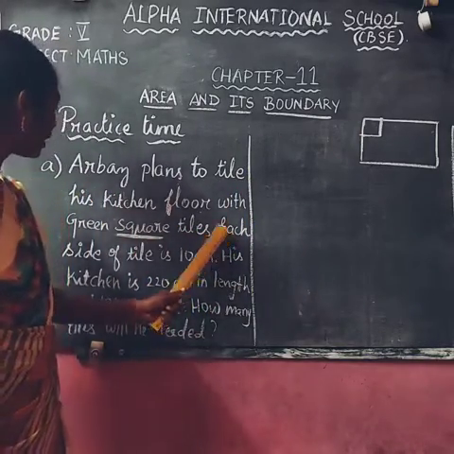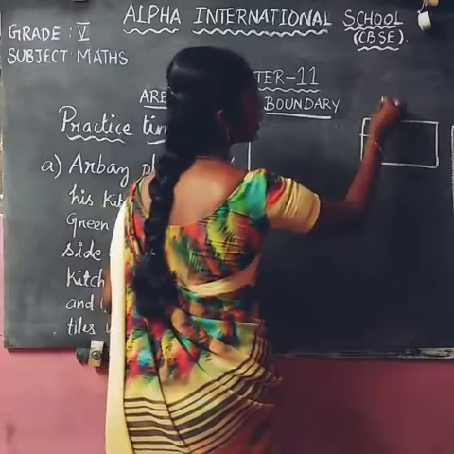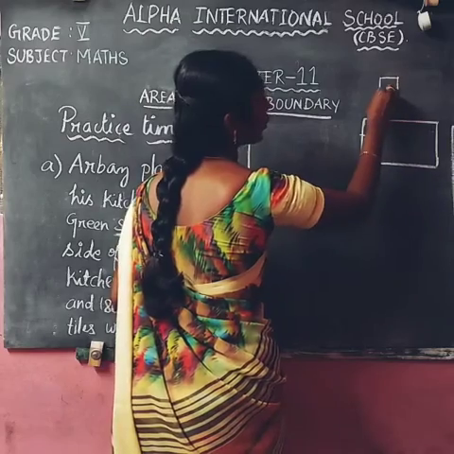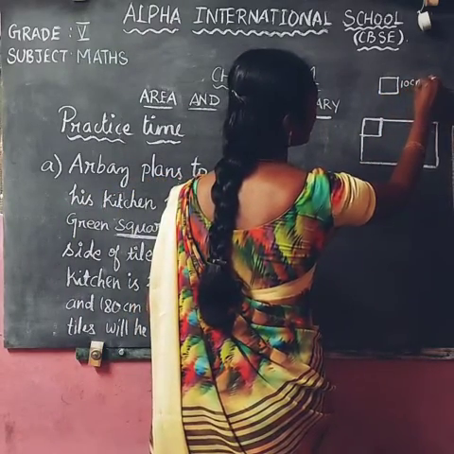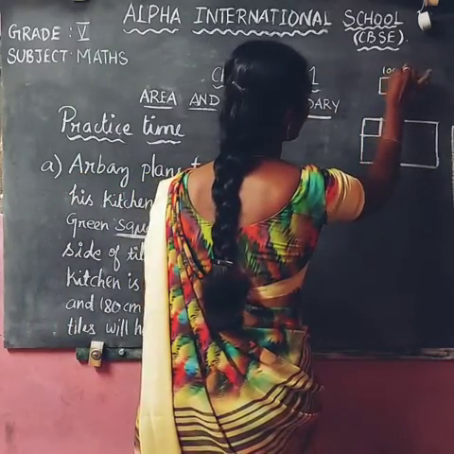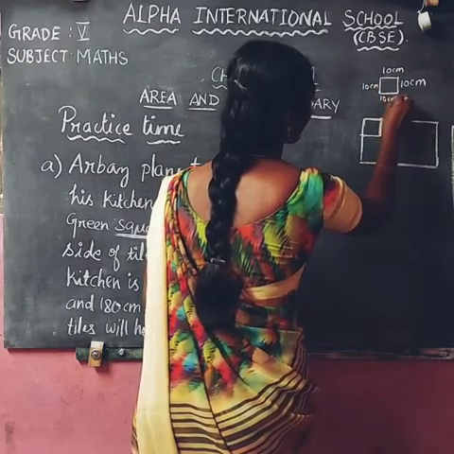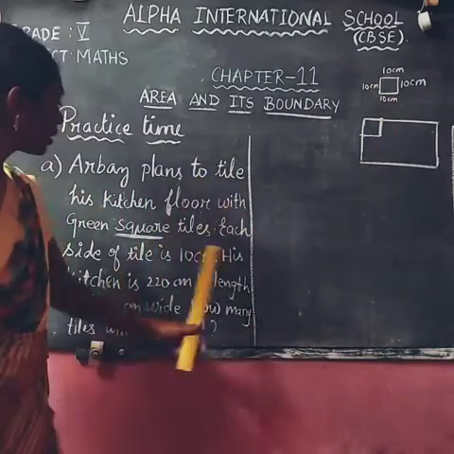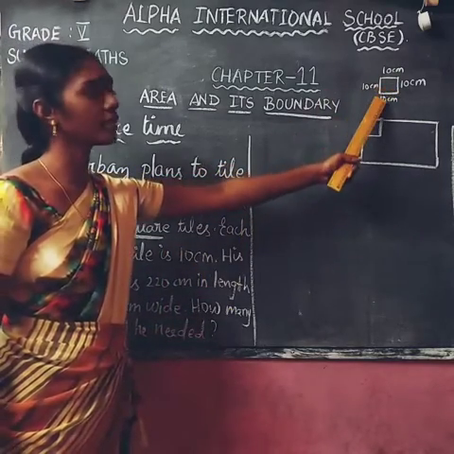Next, see here. Each side of the tile is 10 centimeter. So for example, this is the tile, it is in square. So each side of the square is 10 centimeter, they have given. In a square, all sides are equal. So all sides are 10 centimeter. Since it is a square, we know each side of the square tile is 10 centimeter. Each side is 10 centimeter.